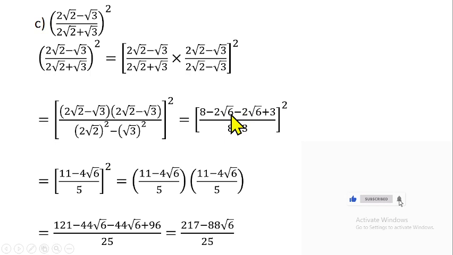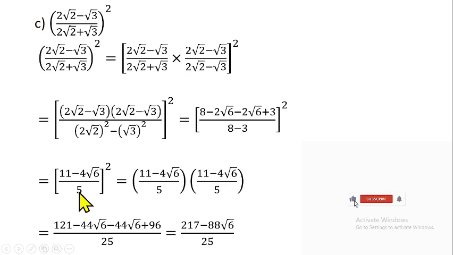Can we simplify this? Minus 2√6 minus 2√6. What would that give us? Let me pause for you. What will it give us? Minus 2√6 minus 2√6. You are owing somebody 2 naira and you are owing the same person 2 naira. How much are you owing the person? That would be 4. So you are having minus 4√6 over 5. 8 minus 3 is what? 5. So you can see that we are now having this fraction.